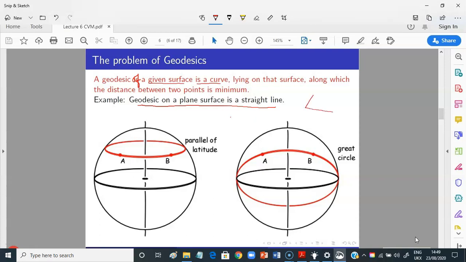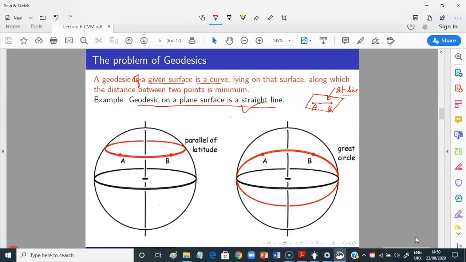So the simplest one is the plane. We have already solved this. On a plane, if we take 2 points A and B, the distance between 2 points will be minimum along a straight line, as we have already discussed. So you can say the geodesic on a plane surface is a straight line. Now we have different types of surfaces. For example, this is a sphere. On a sphere, if you have 2 points A and B, then what will be the geometry or the shape of the curve along which the distance between these 2 points will be minimum?